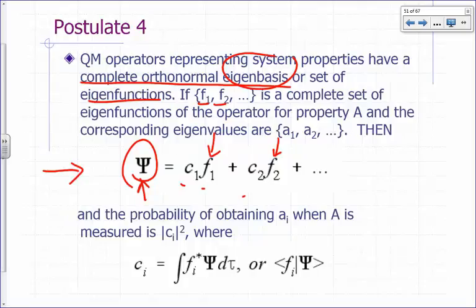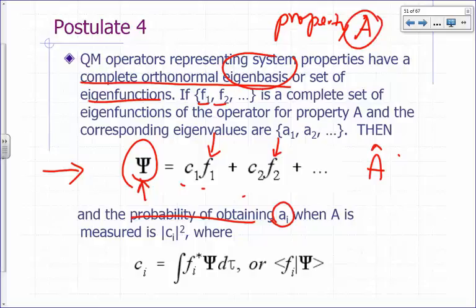And not only that, the probability of obtaining the eigenvalue a sub i, we're defining a sub i here as the eigenvalue corresponding to f sub i. So if I have the operator A hat, and the property I'm interested in is A, and I operate on an eigenfunction of A hat, let's say f sub i, then I'm going to get back a sub i times the original eigenfunction f sub i. So this little a sub i is the eigenvalue.